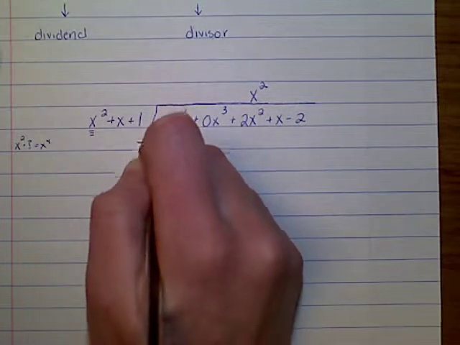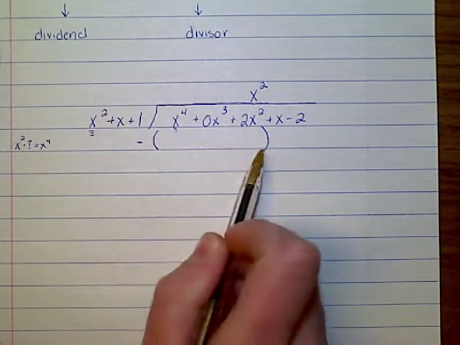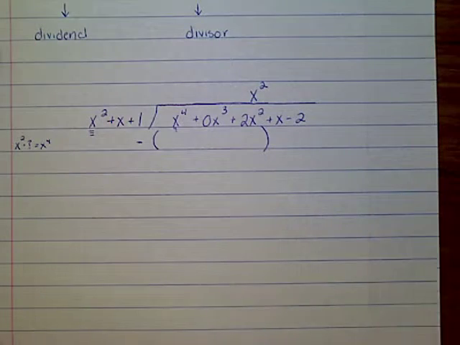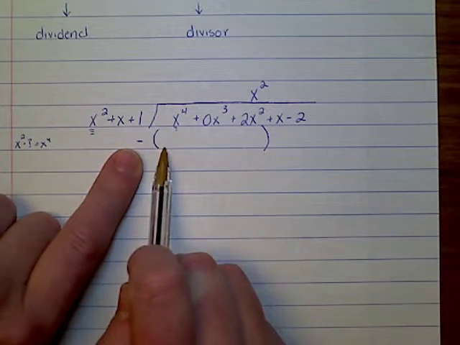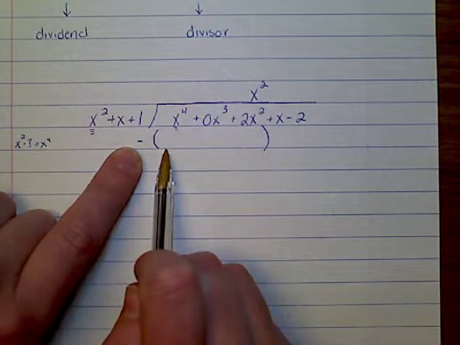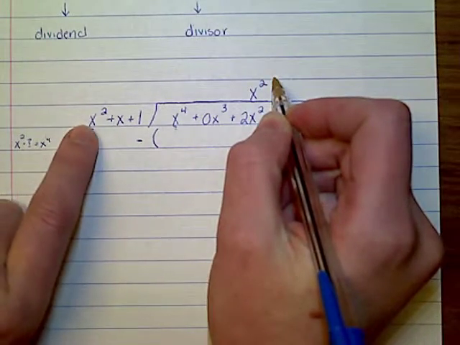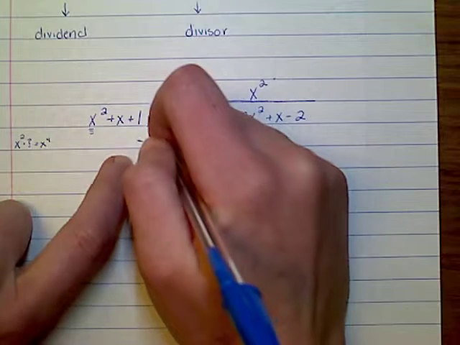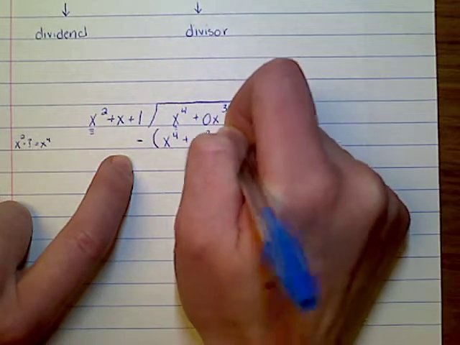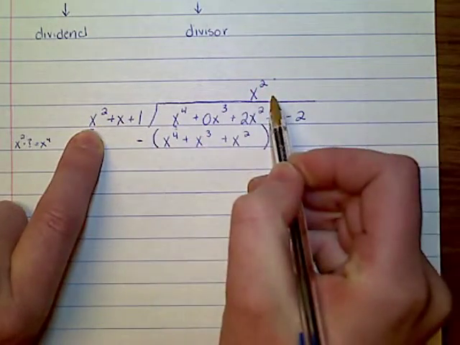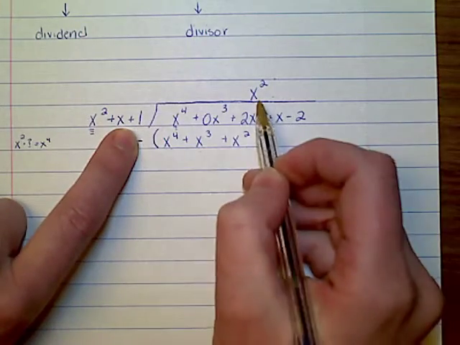And I do that because I think it helps us again stay organized, and it also tells me just how big to make my next set of parentheses, because we're going to get ready to do some subtraction. We have to subtract this whole thing away. Now the question is, well, what goes in there? You take x squared and you multiply it by every term of your divisor. So this is when all the terms come into play. So that is x squared times x squared is x to the fourth. X times x squared is x cubed. And then 1 times x squared is x squared.